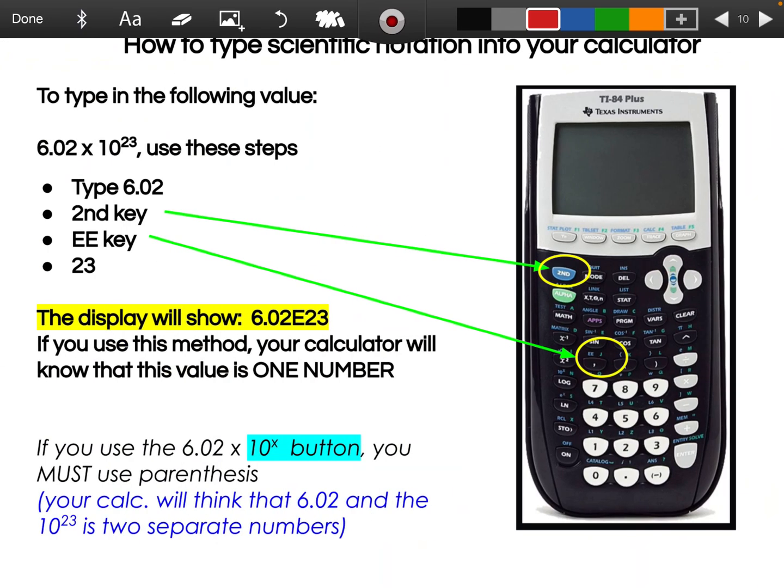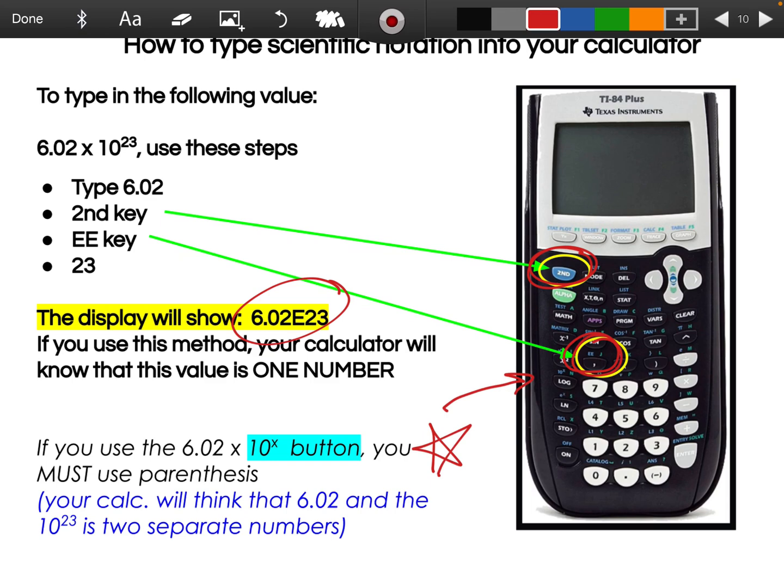If you have this calculator, the easiest way to do it is if you type in 6.02 and then you type in the second key and the double E key, which is the same as the comma, and then you type in 23. So 23 is your exponent. The calculator will display this number. If you use this method, you don't ever have to worry about parentheses. Your calculator knows that that's all one number. Keep in mind, if you are used to using the 10 to the x button, which is here, then you really have to be careful with parentheses.